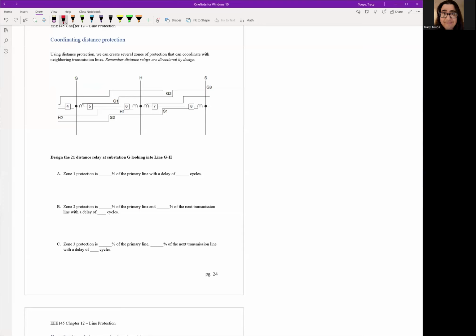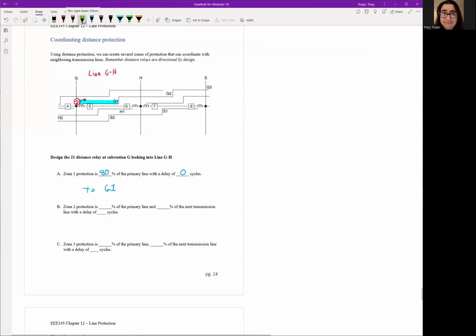So we're going to have the 21 relay right here at substation G, and it's going to be looking into line GH. Okay. So just to recall, zone 1 is always 80% of the primary line you're looking at with a 0 cycle delay, right? This will go to G1. And so we could do a little visual aid. So our zone of protection is about right here.